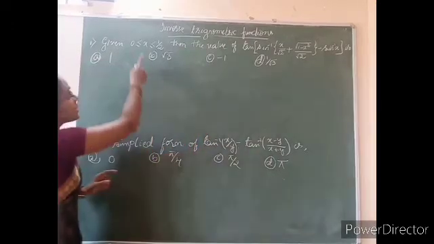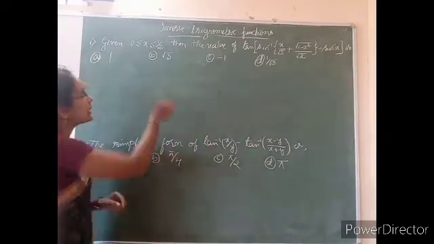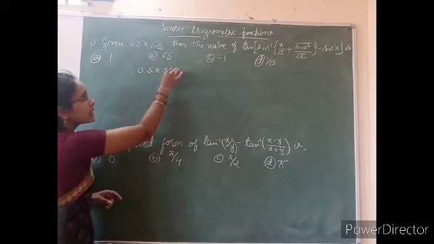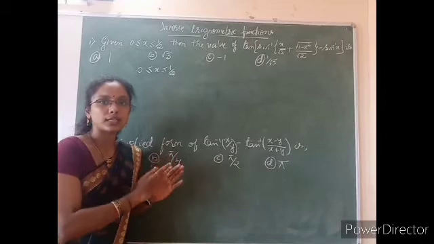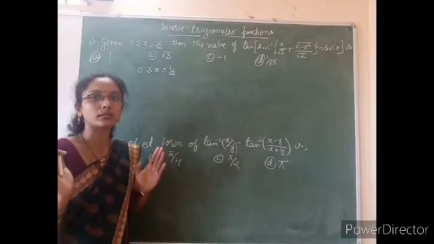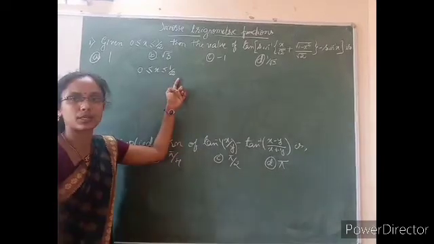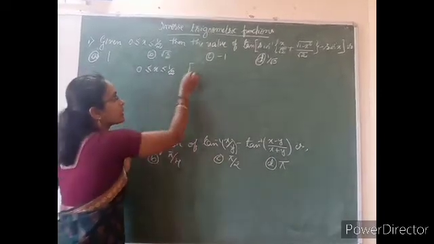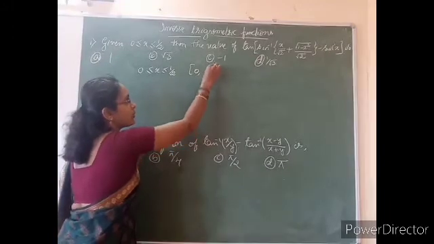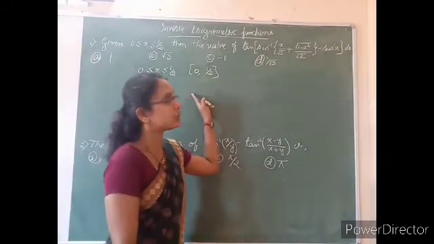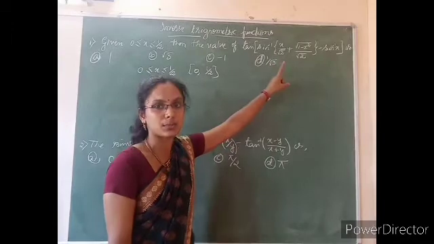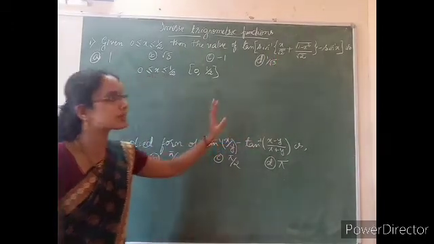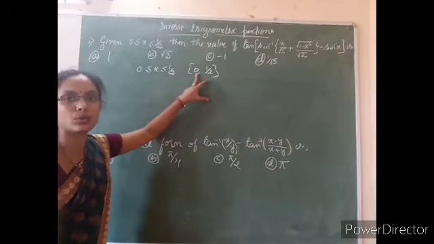What is the given thing? 0 is less than or equal to x, less than or equal to 1 by 2. That is, x can take the values 0 to 1 by 2, including the end points 0 and 1 by 2. So choose any value in the closed interval 0, 1 by 2, and substitute that value in the given expression. For simplicity, I choose x equal to 0.